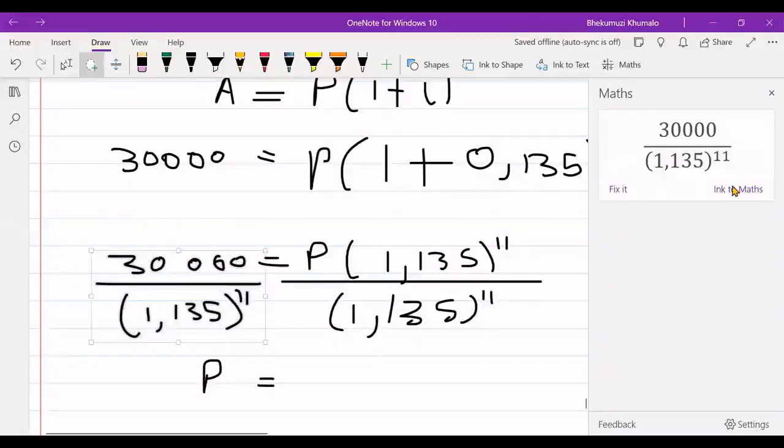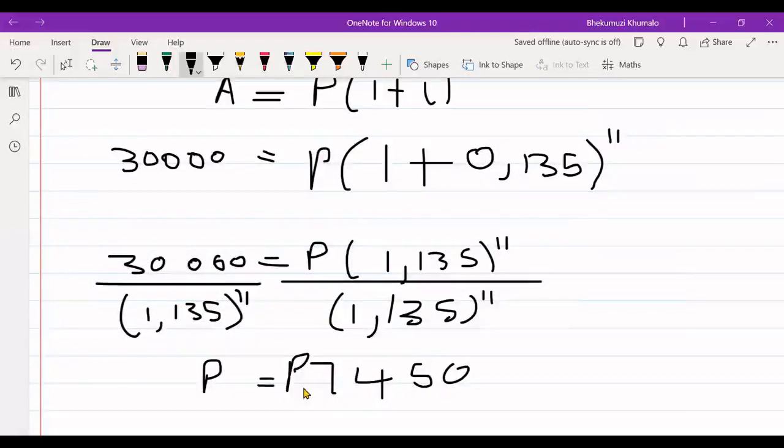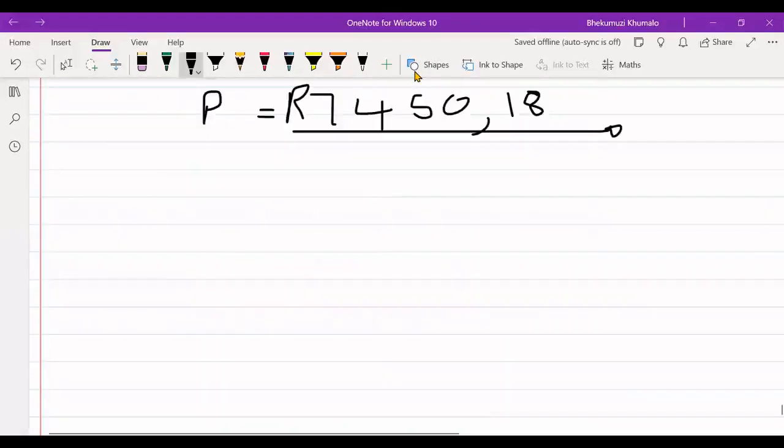Yes, correct. I can't calculate it myself, but when you have a calculator, the answer would be around 7,450 rand and 18 cents. So basically that would be your answer in that case. So there, we got 6.1.